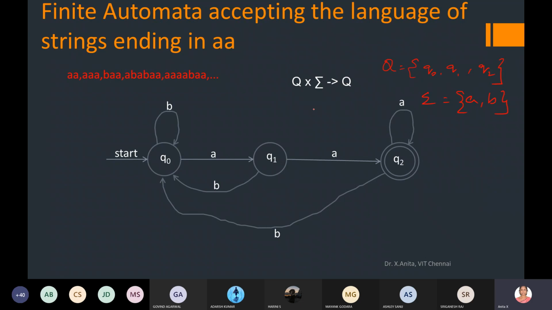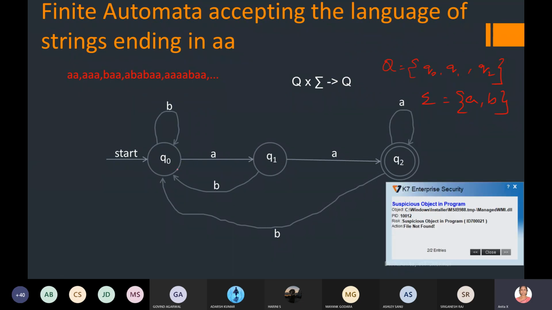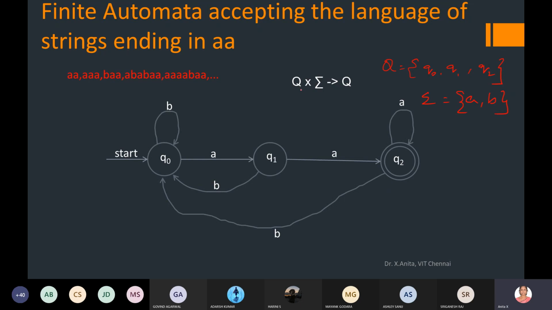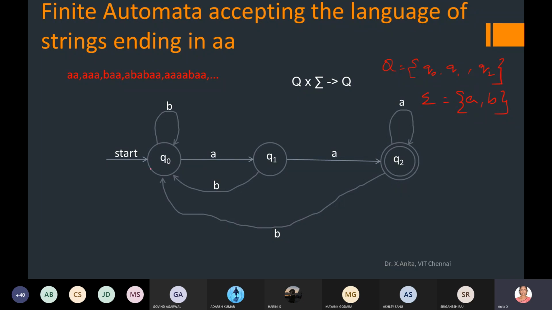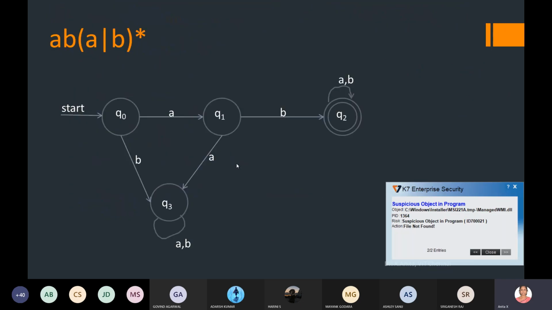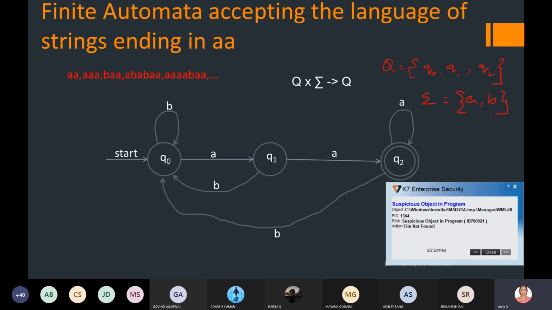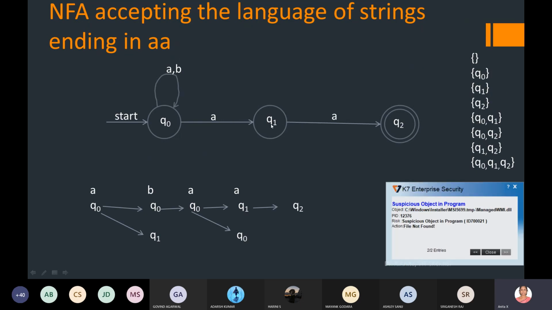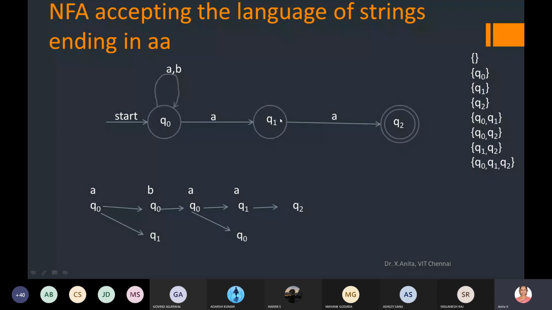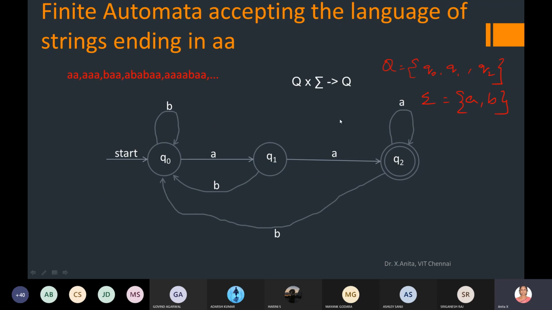And next comes the transition function. The definition of the transition function varies with respect to the DFA and the NFA. In the deterministic finite automata, from each state for each and every input symbol, there will be a transition to a single state. Here you can see from Q0 for input symbol A, I'm having a transition to Q1. Whereas in the case of non-deterministic, you can see from Q0 for input symbol A, I am having transitions to Q0 as well as Q1. This is called non-determinism. Whereas in the case of deterministic, it will be a definite, determined one.